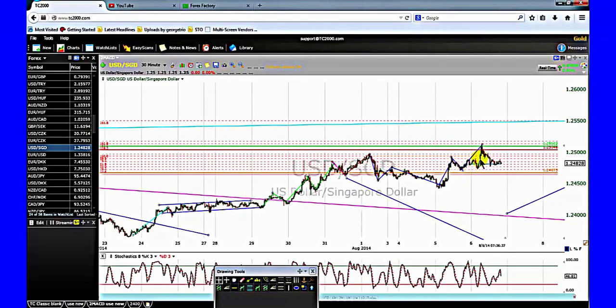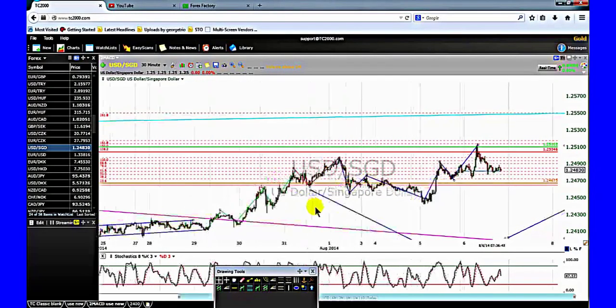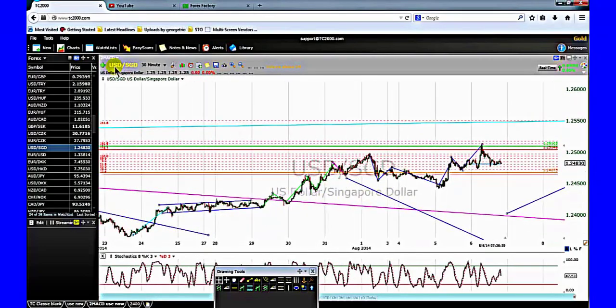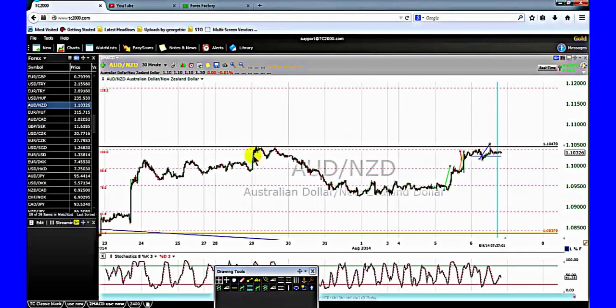All right, sometimes you may have what we call an expanded flat correction, the price going up to display a new higher high. Okay, so here we are. So we will wait and see what's going to happen to the US dollar, Singapore dollar. Okay, I saw this one also. So I'm going to go back again to the Australia and New Zealand to see whether we see some reaction from the price.